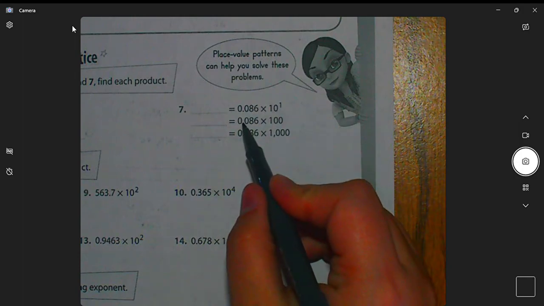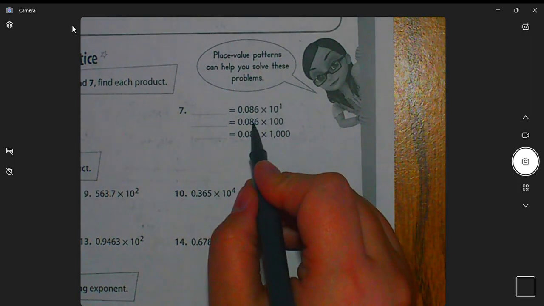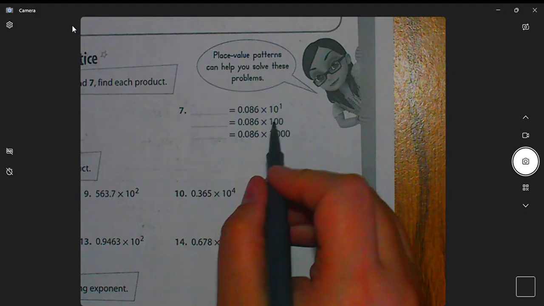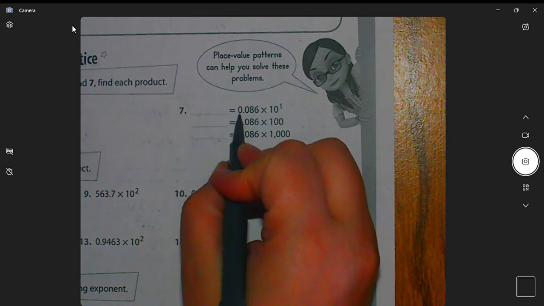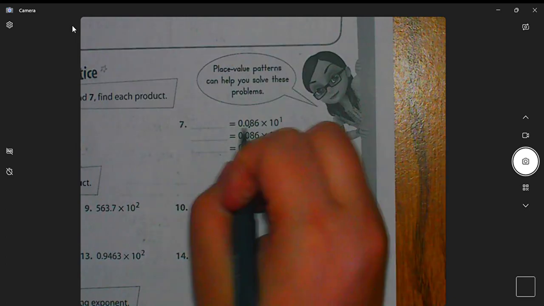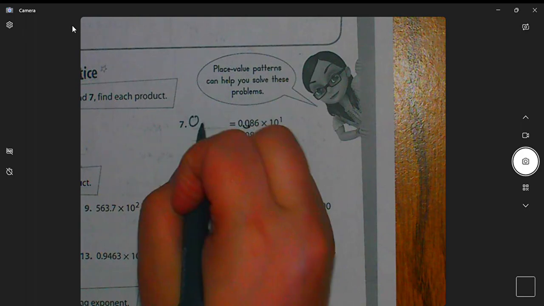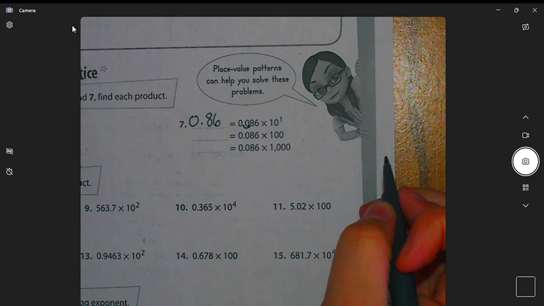Well, let's keep looking. Ooh, this one starts out with decimals. This one's tricky. Go slow. 86 thousandths times 10 to the first. That means 10 to the first. I'm going to move my decimal 1 spot to the right. So if my decimal moves 1 spot to the right, right, 86 hundredths.